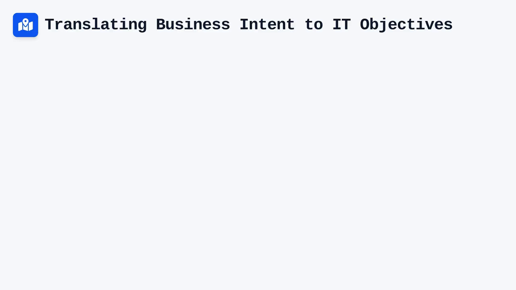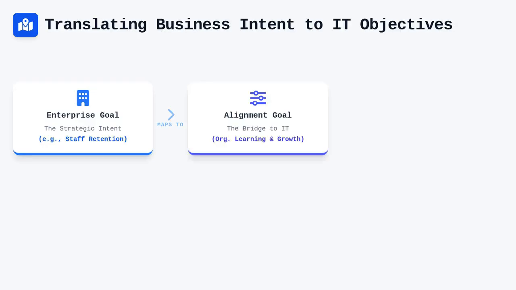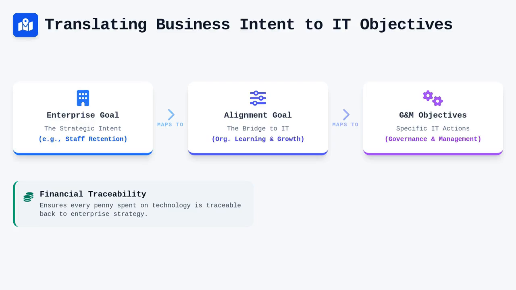When interpreting the mapping tables provided in the framework, you are essentially translating business intent into IT objectives. The mapping table links each enterprise goal to various alignment goals, which in turn map to specific governance and management objectives. This cascading flow is the engine of the COBIT framework, ensuring that every penny spent on technology is traceable back to an enterprise strategy.